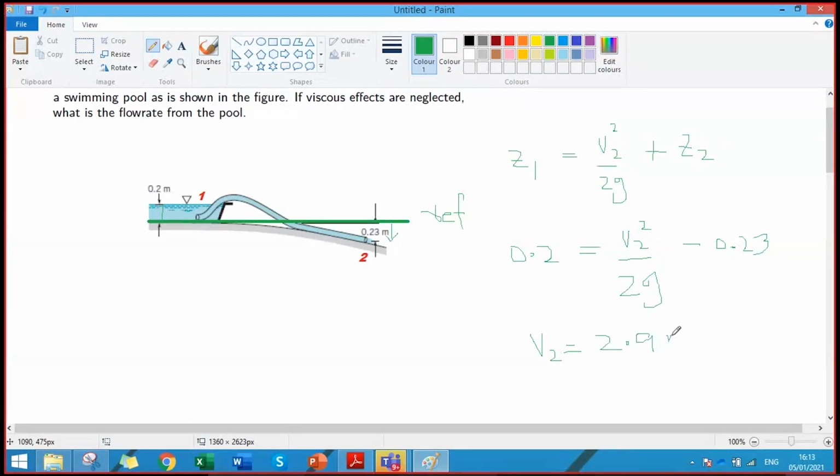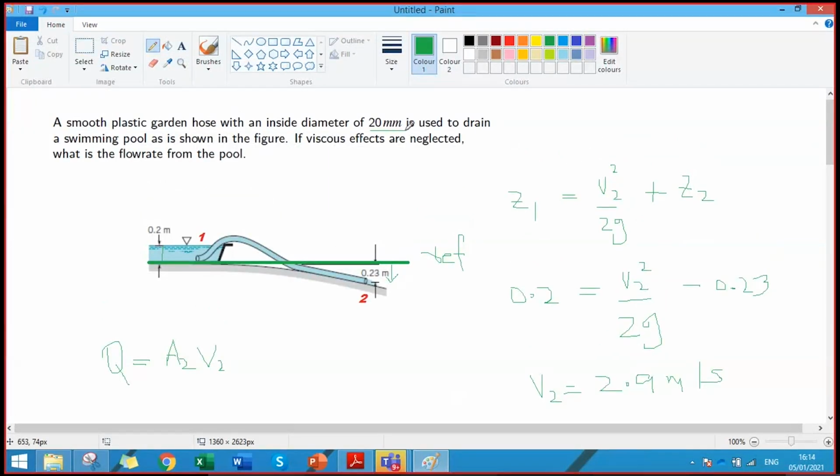So we can calculate the flow rate, or the rate at which the pool will be drained, by using Q equals area of the hose times velocity. Because we are given the diameter, we can calculate the area, and the velocity we have already calculated using the Bernoulli equation. Clear? Yes, sir. The diameter is 20 millimeters. So we can calculate the area too. We know the velocity, so we can just calculate the flow rate.